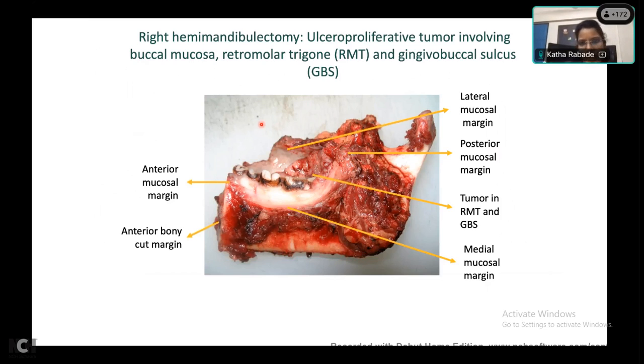If there is skin, then there will not be any lateral soft tissue margin. We have to document whether the skin is involved or not, and we have to take a section of the skin, and if it is involved, we need to take the closest skin cut margin.